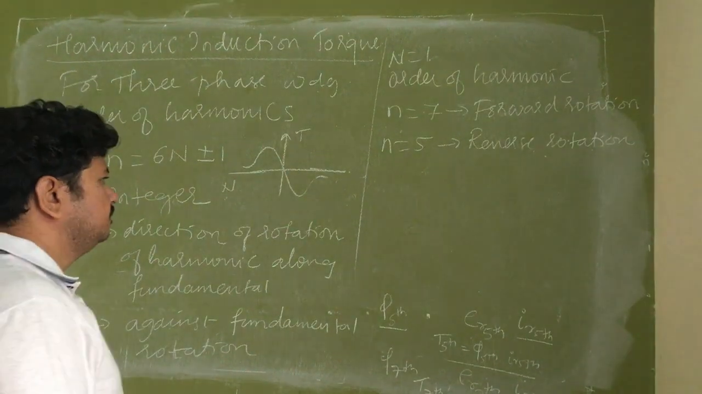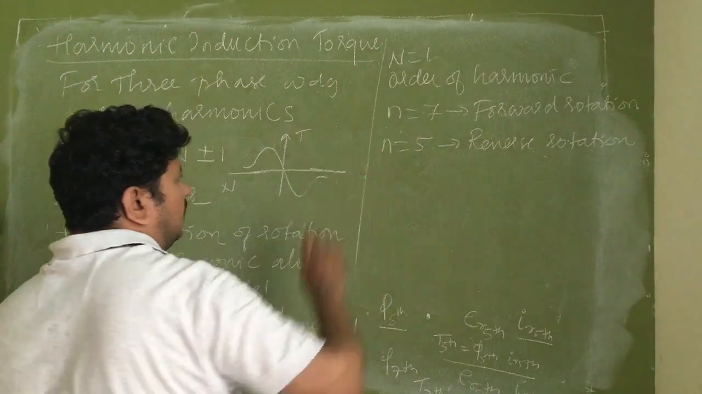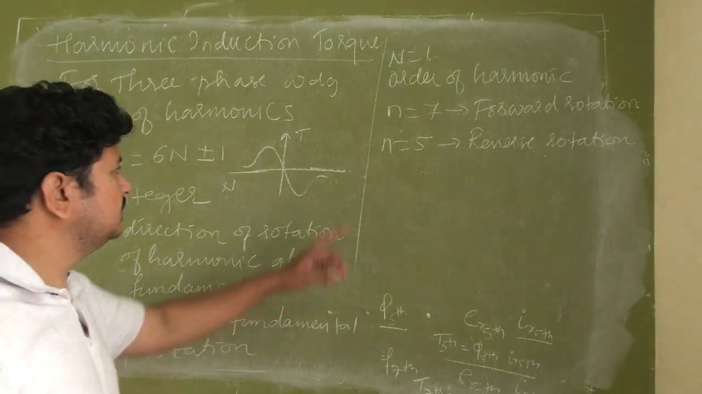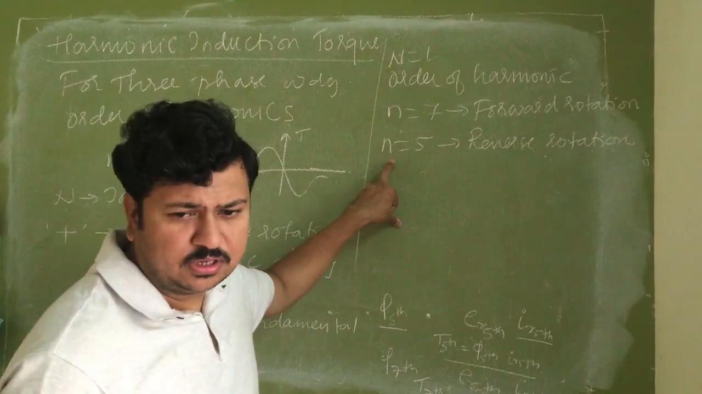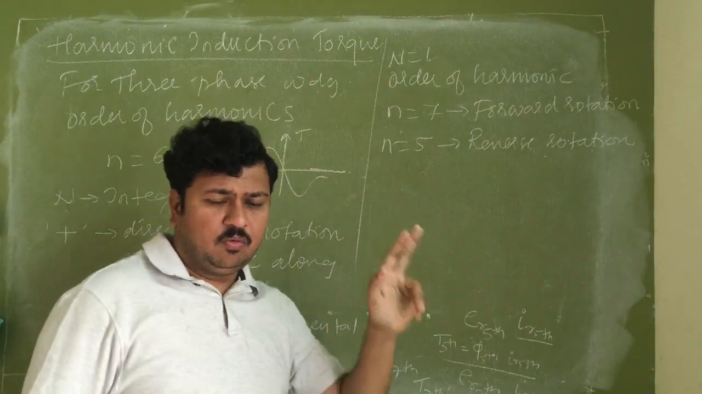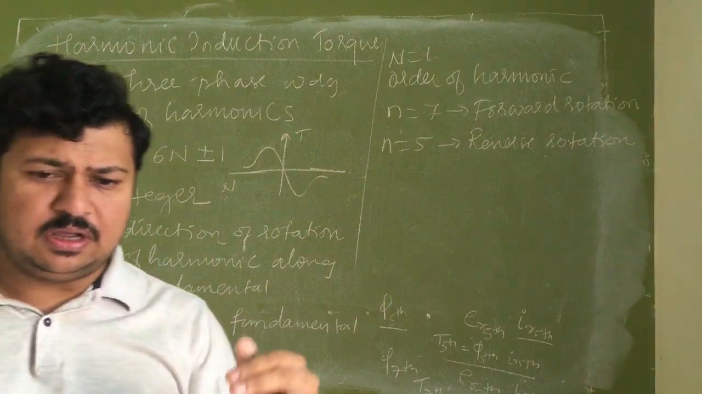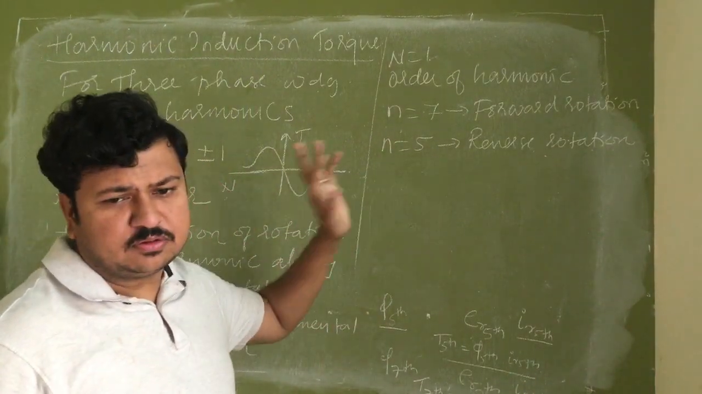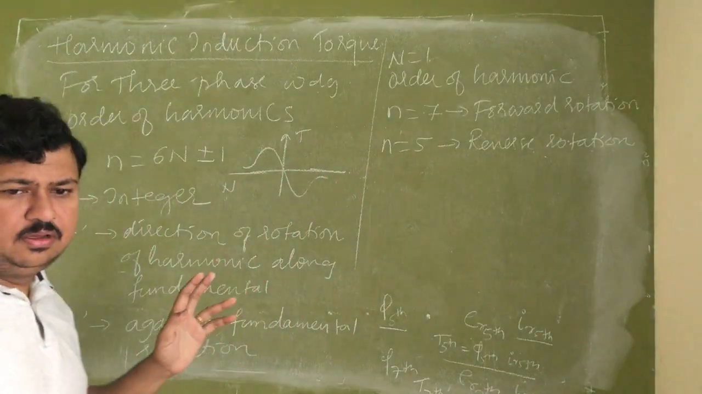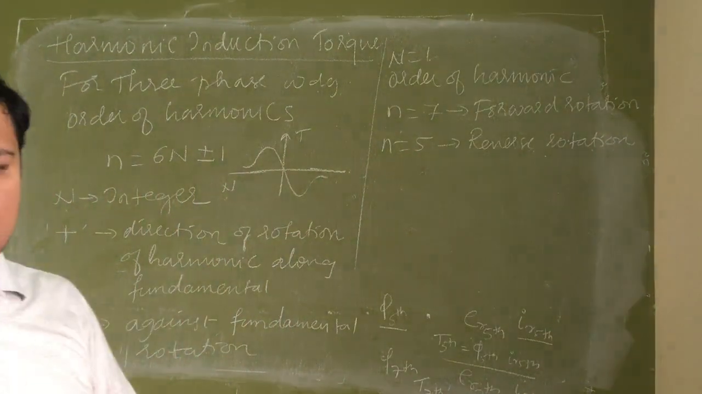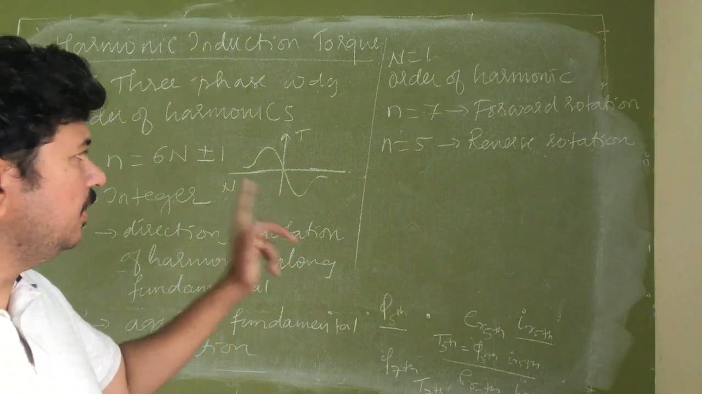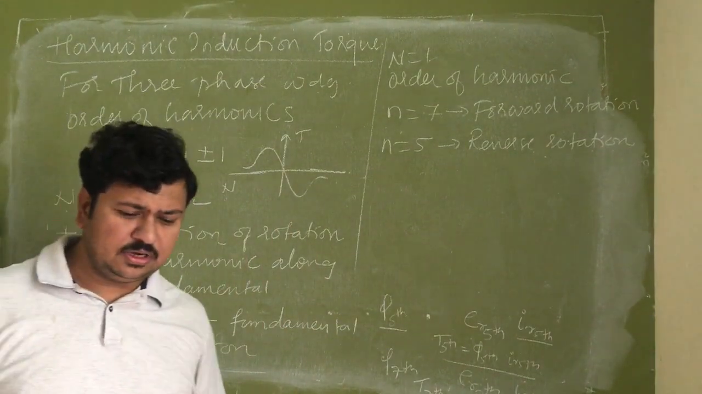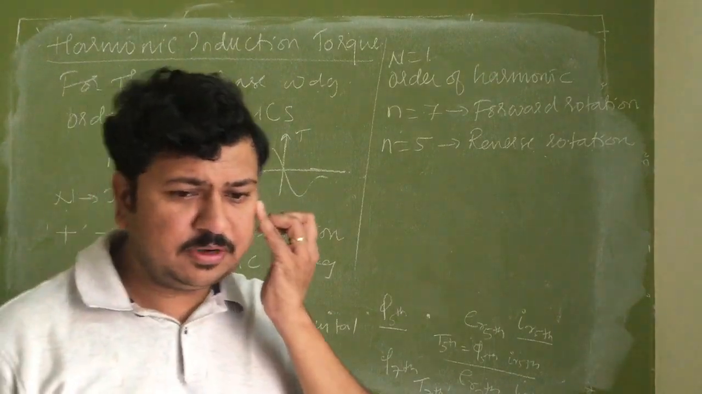Okay, so now these two order fluxes produced are inducing torques of 7th order and 5th order in the rotor, such that one torque of 7th order is along the forward rotation, and one torque of 5th order is along the reverse rotation. But both the torques are producing the braking action. Okay, all harmonic induced torques will produce the braking action.